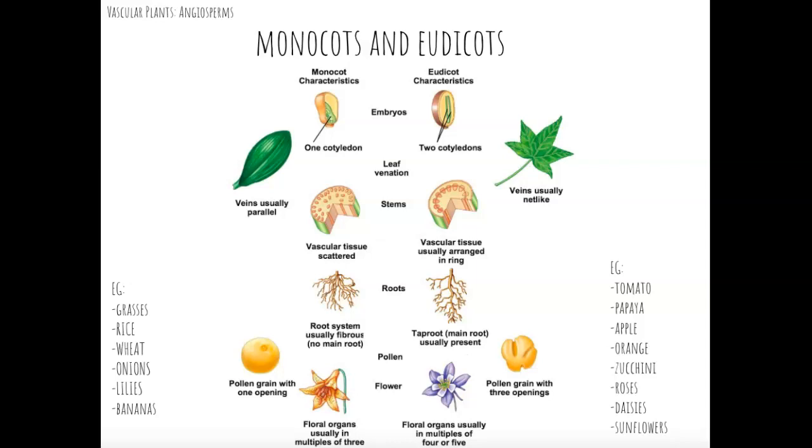The pollen grain on a eudicot has 3 openings, and the floral organs, including the petals on a flower, occur in multiples of 4 or 5. So on a eudicot flower, you would see 4 or 5 or 8 or 10 or 16 or 20 petals on the flower. And that is one way that you can tell that it's a eudicot.